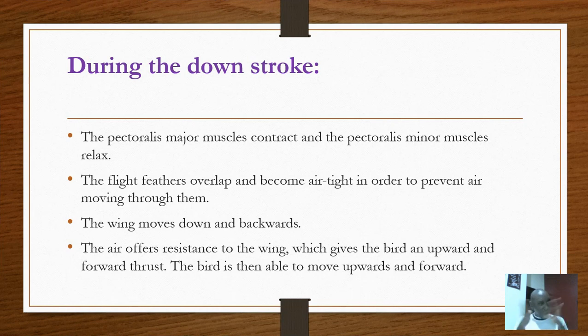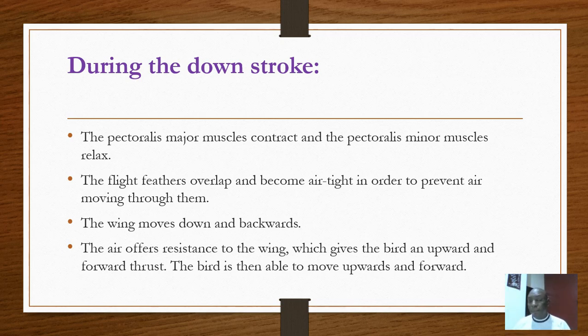Remember, in upstroke they opened up. Now they overlap. When they overlap, they become airtight. In other words, they don't allow air to move within them. What follows? The wings then move down and backward. Now, when they move down and backward, it brings less resistance, enabling the bird to move up and forward.